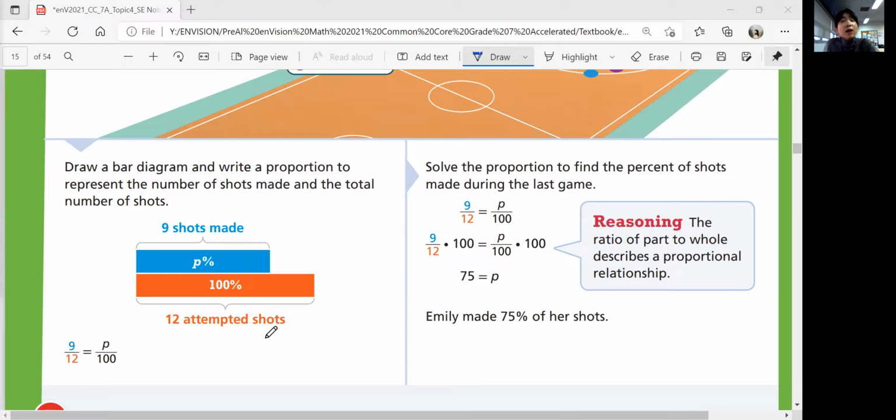And you want to find the statistic, which is usually a percentage, right? So change that into a fraction that is a ratio out of 100. And then once you get 100, you can say it's going to be 75%. 9 out of 12 is 75%. So Emily made 75% of her shots would be what the statistician would say.